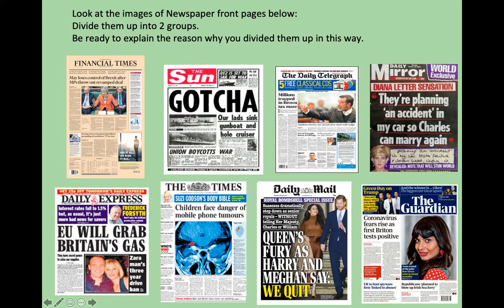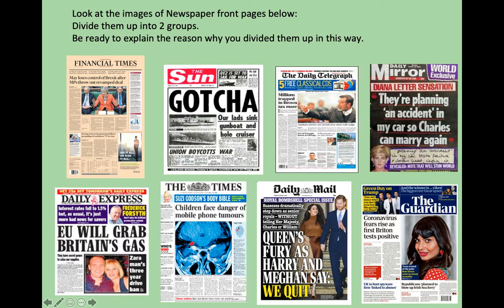We've got the Financial Times, the Sun, you may have come across some of these before, the Daily Telegraph, the Daily Mirror, Daily Express, the Times, Daily Mail, and the Guardian. These are in the UK, and they are published every single day. Now, I want you to look at these front pages carefully. You'll notice some similarities and some differences between the 8 newspapers here.